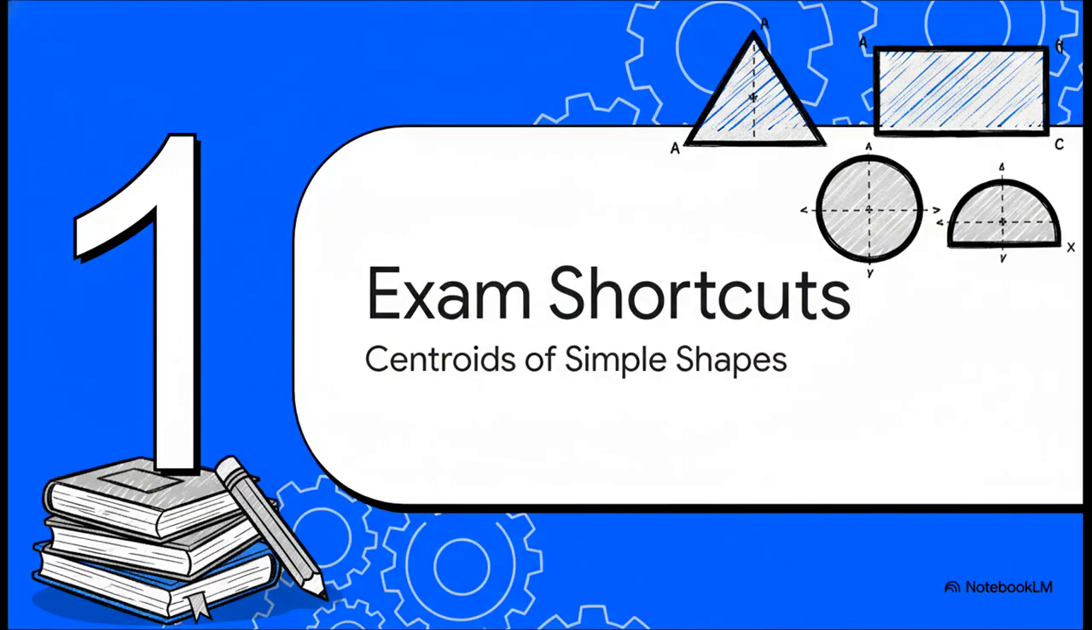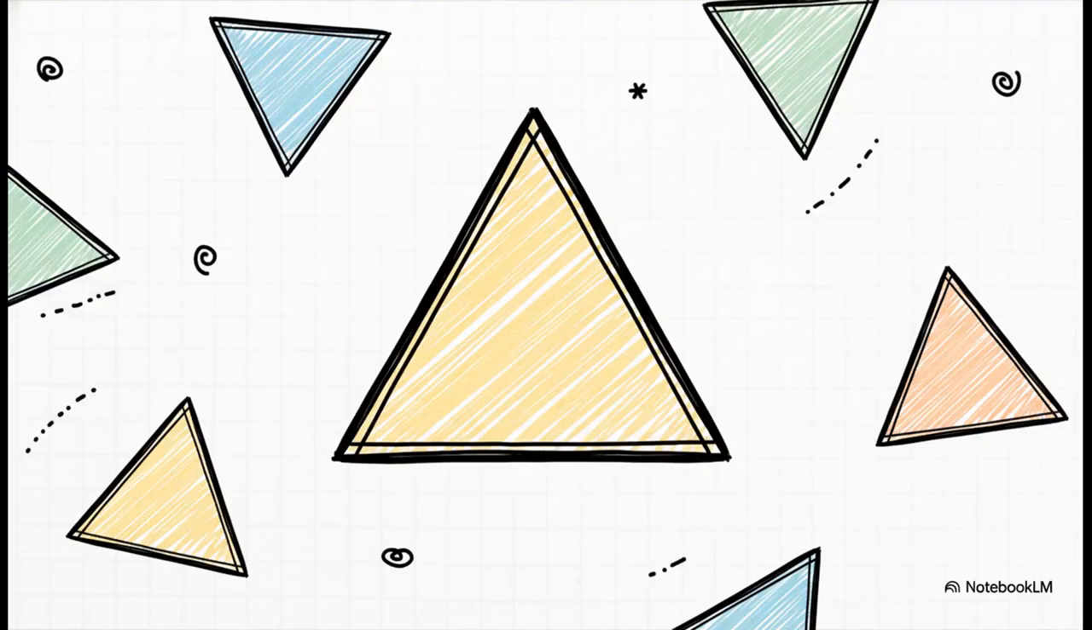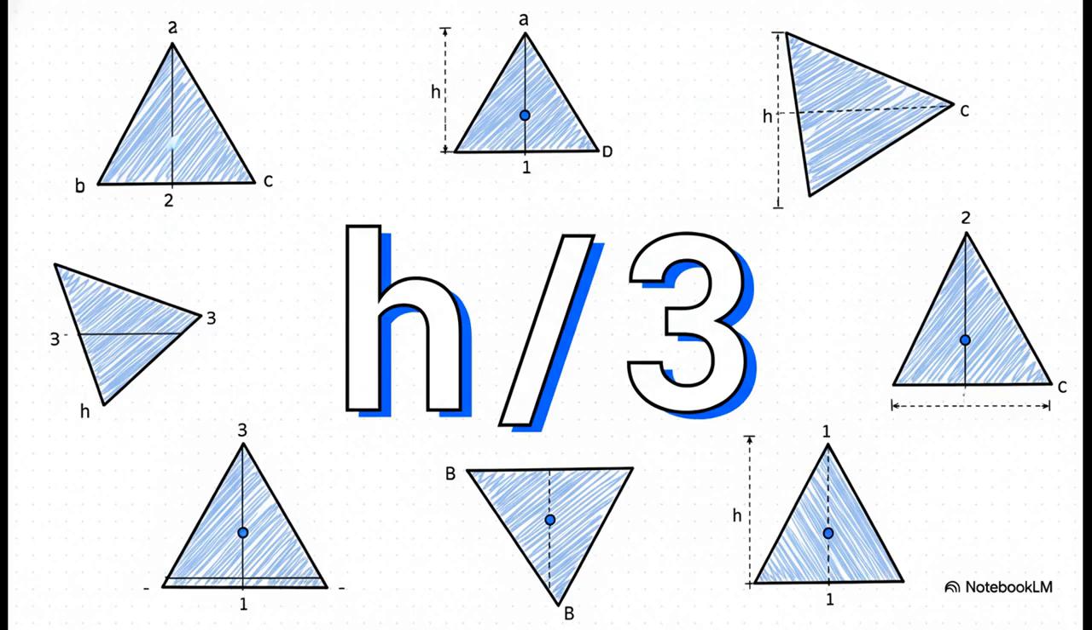Okay, so with that in mind, let's look at some really useful shortcuts for common shapes. You know, the kind of stuff you'll absolutely see if you're studying engineering or cramming for an exam. All right, first up, the triangle. This is one of the most fundamental shapes you'll ever deal with, and thankfully, the rule for finding its center is surprisingly simple and really powerful. So, get this. It doesn't matter what kind of triangle it is. The rule is always the same. Its centroid is located at a height of h divided by 3, measured from its base, where h is the total height perpendicular to that base.